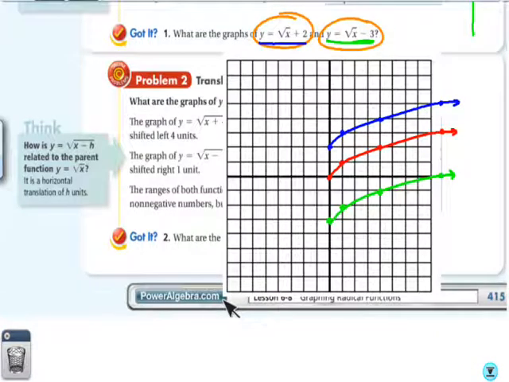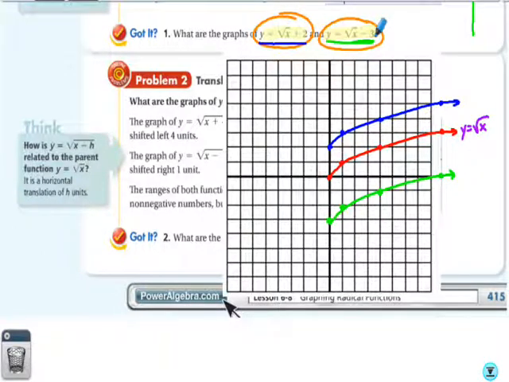Okay, you've unpaused. Hopefully you got similar to what I got. I went ahead and included the parent function. This is y equals the square root of x. And then what we have here is the blue function, y equals the square root of x plus 2. It's just everything shifted up 2. And then this function in green, it's just everything shifted down 3.